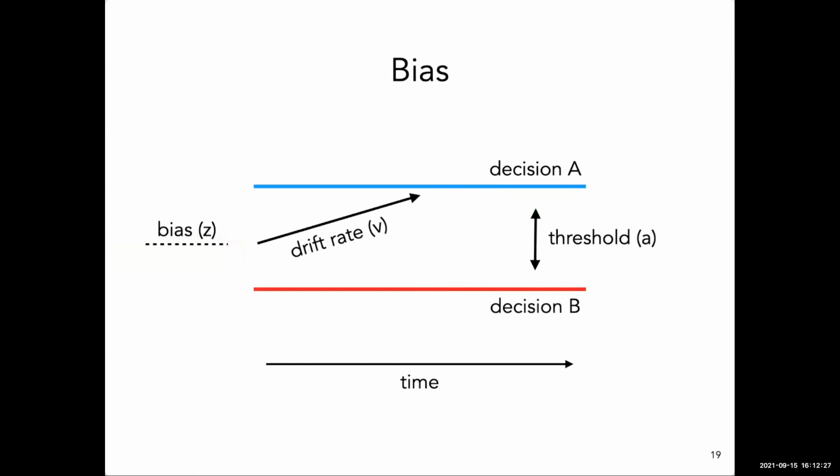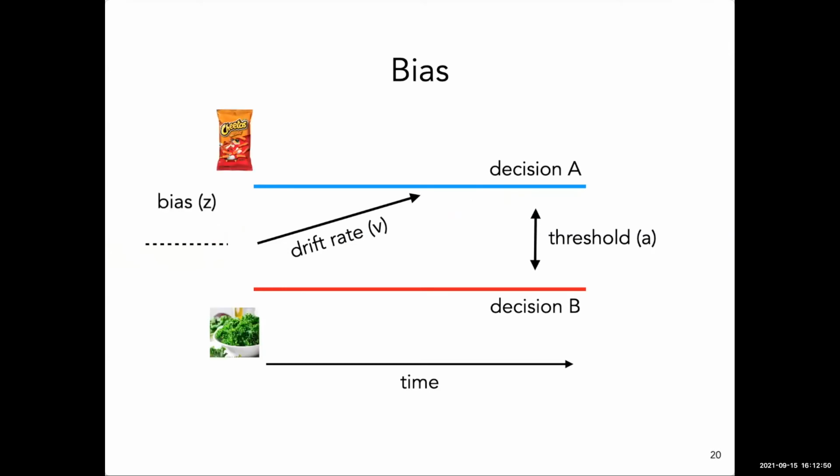The idea behind the third parameter, which we call bias, is pretty simple. In many decision contexts, we would not expect that people would be biased towards one response or another. And so we could safely assume that the starting point of the drift process is just halfway between these two decision boundaries.